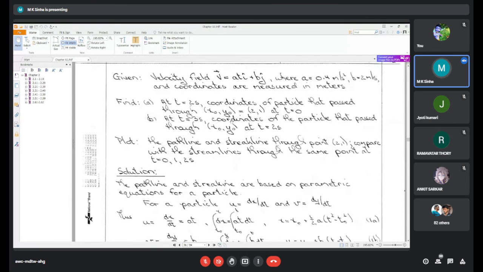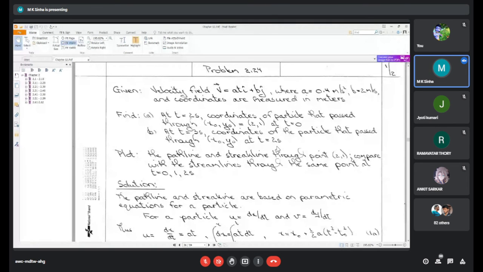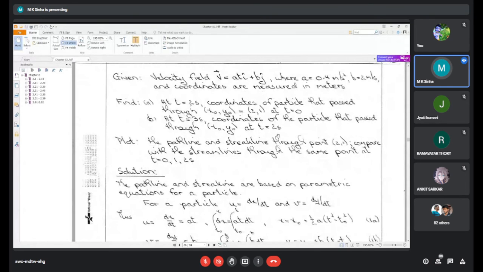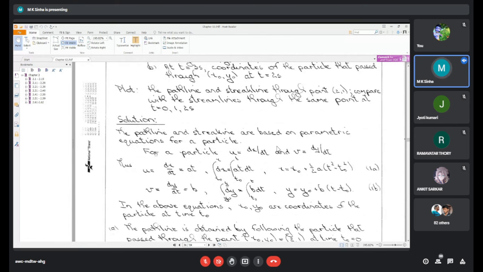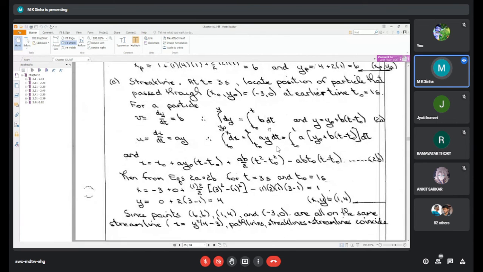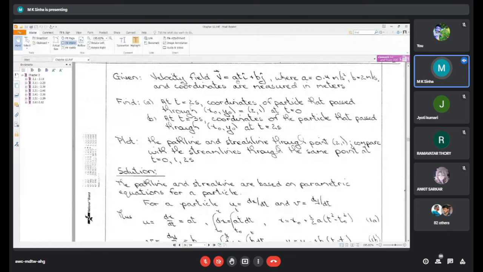This is your question. The question is what we have discussed, the same. That's why we have opted for this problem. So see, for the particle, u equals dx by dt, v equals dy by dt. The u component is mentioned here, that is a t, and v is simply b.